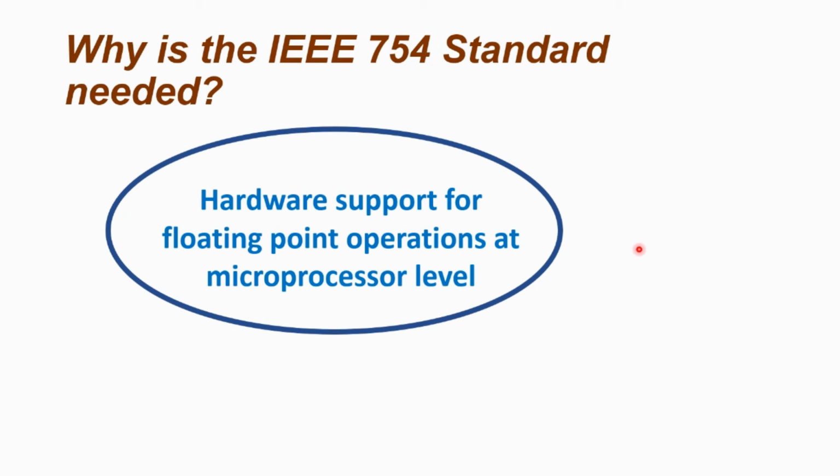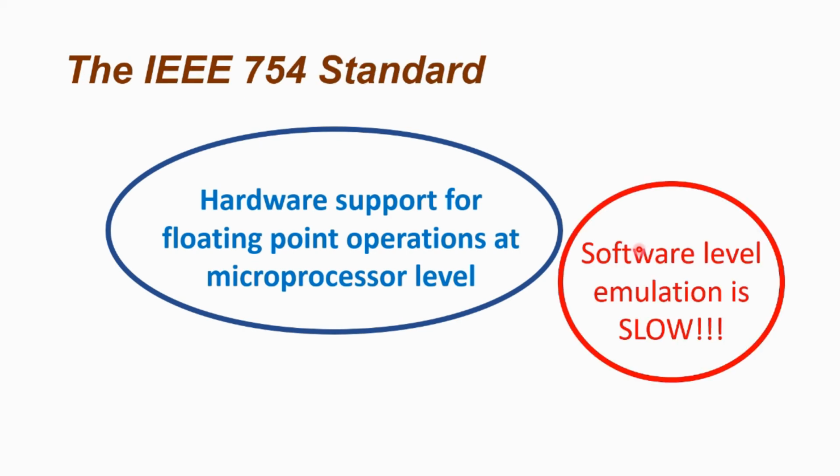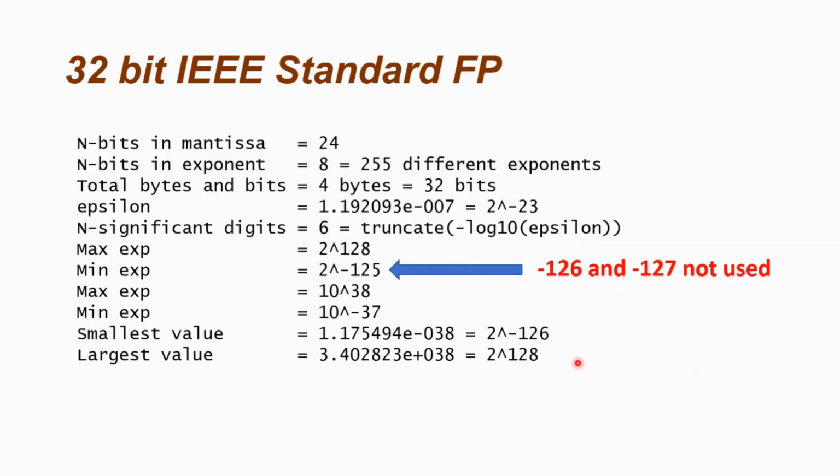Why is the IEEE 754 standard needed? The IEEE 754 standard makes sure that we get hardware support for floating point operations at microprocessor level. Software level emulation is slow. We can't write our own software to work on the addition, subtraction, multiplication, and division of our own floating point numbers. So maintaining a standard makes sure that we can do all the mathematical operations on the chip level using hardware support, which is extremely fast as compared to software implementation.